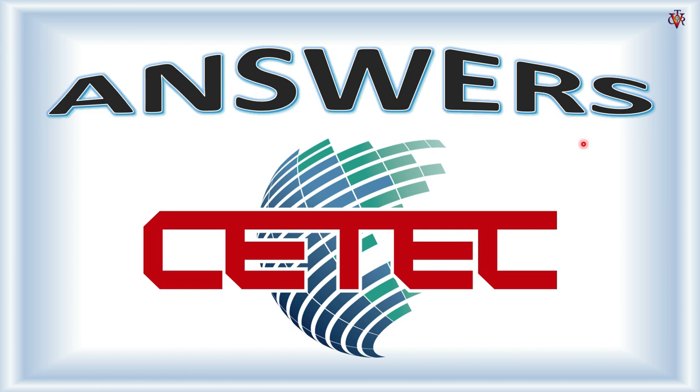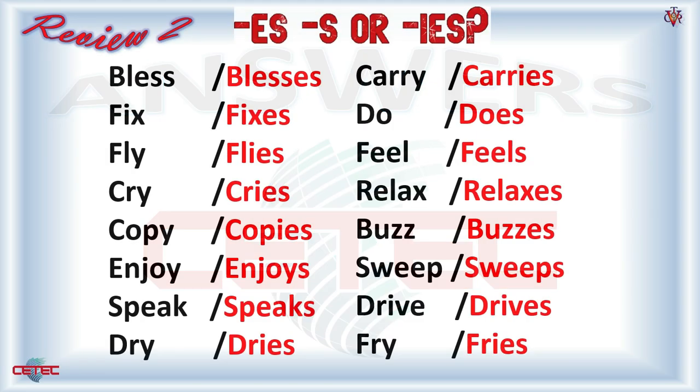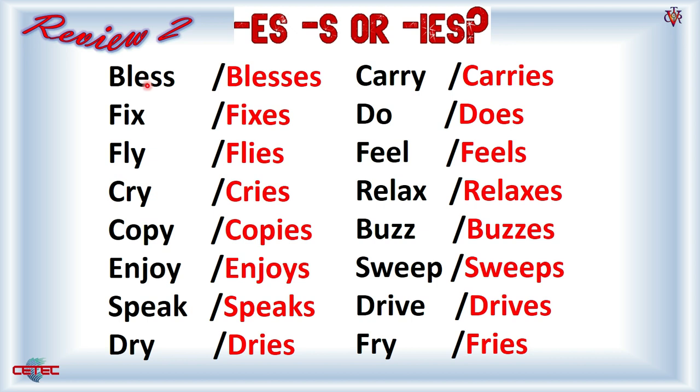Now let's check your answers. Review number 2. Bless, ends in double S, blesses. Fix, ends in X, fixes. Fly, consonant plus Y, flies. Cry, cries. Copy, copies. Enjoy, enjoys. Don't forget rule number 2 and rule number 3. Consonant plus Y, vowel plus Y.